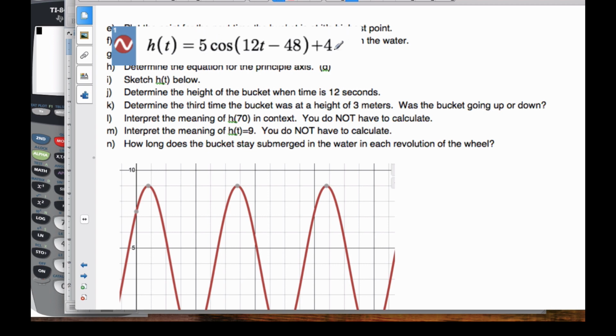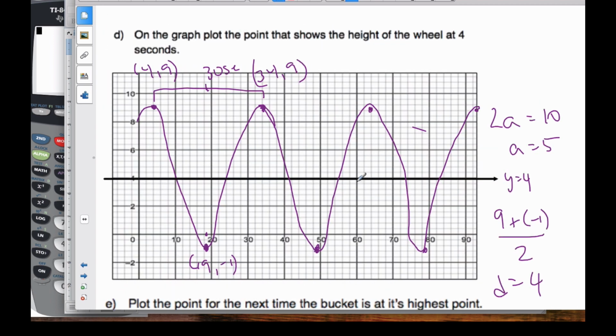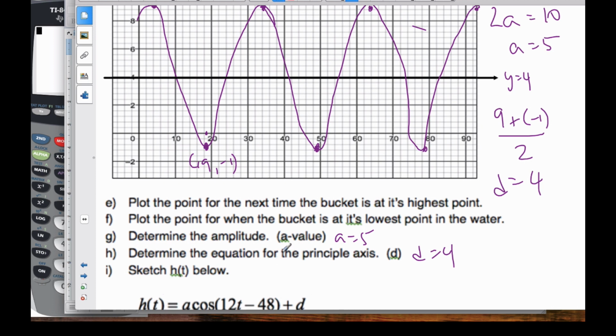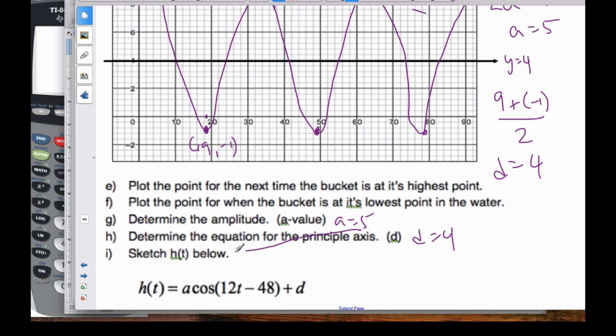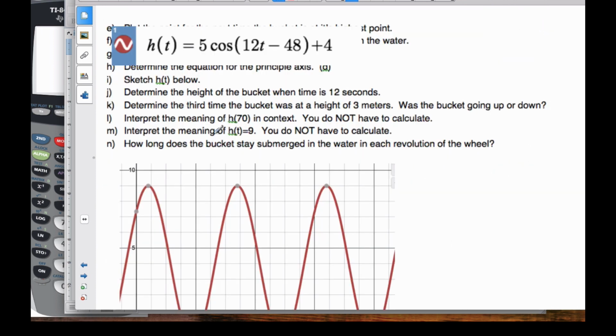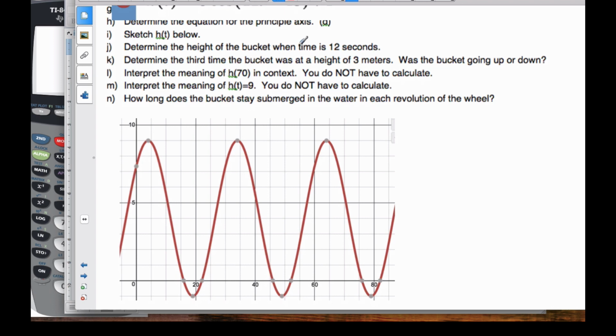Continuing on, so here's my equation. A is 5 and D is 4, which we figured out here. Here's my A value. The A is 5, so it goes into here. The D is 4, it goes into here. And I'm given this equation here. So I want to determine the height of the bucket when the time is 12 seconds.